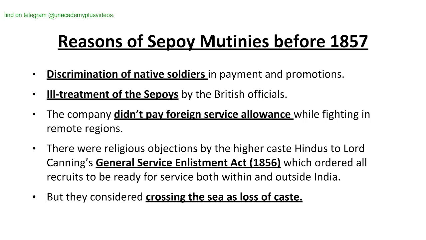Reasons of sepoy mutinies before 1857 were discrimination of the native soldiers in payment and promotions, and ill treatment of the sepoys by the British officials. The Company didn't pay foreign service allowance while fighting in remote regions. There were religious objections by the higher caste Hindus to Lord Canning's General Service Enlistment Act 1857, which ordered all recruits to be ready for service both within and outside India. But they considered crossing the sea as loss of caste.